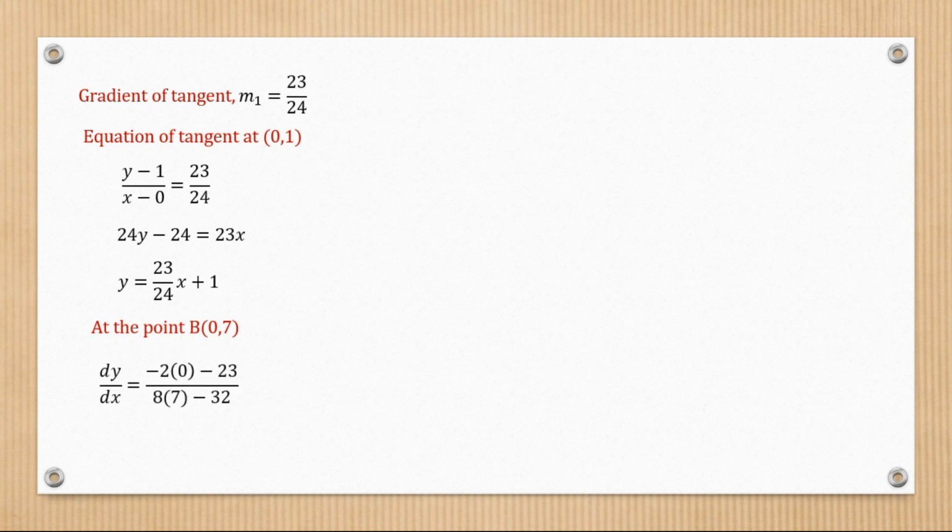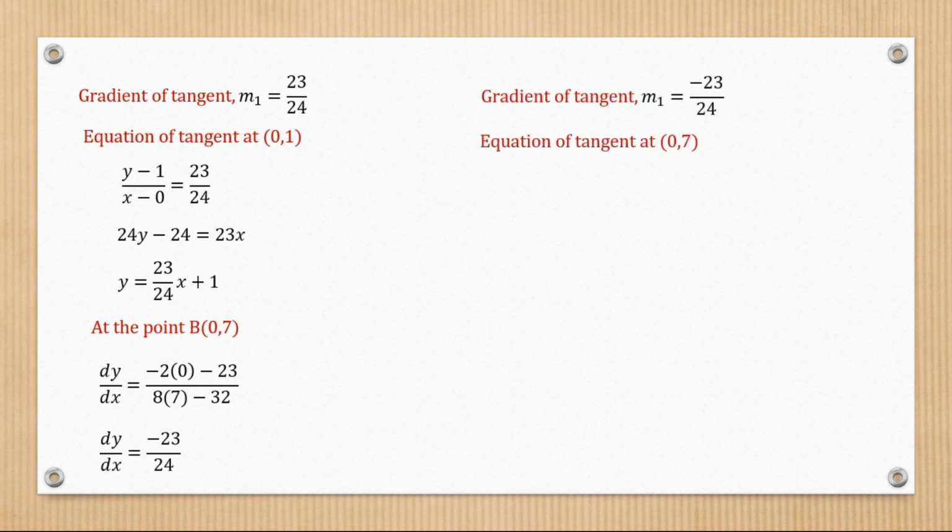So now I'm also going to plug in to find the gradient of the tangent at that point B. So plug it into dy dx, and dy dx shall be negative 23 over 24. So that is the gradient of the tangent at the point B. So now let's find the equation of the tangent at that point B, which is 0, 7. So now I have y minus 7 over x minus 0 being equal to negative 23 over 24. So we shall see that y shall be equal to negative 23 over 24x plus 7, and that is the equation of the tangent at point B.